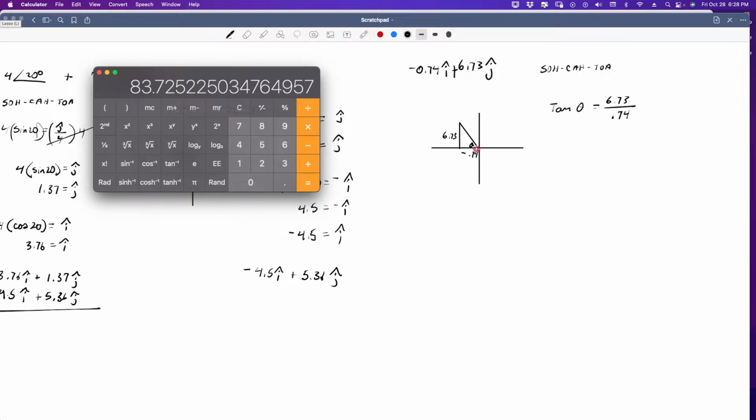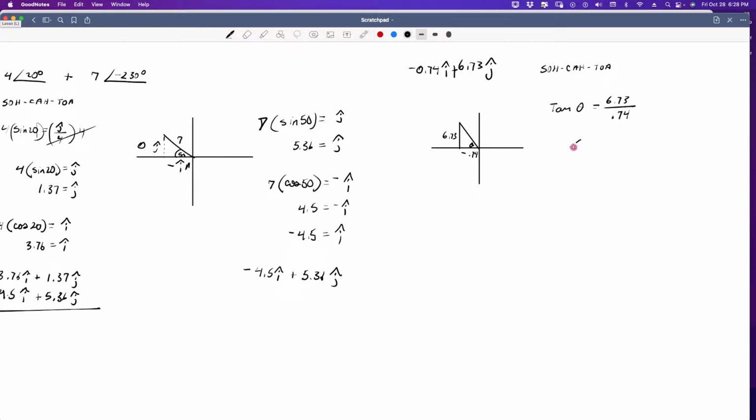That's the degree of measure of this right here. Okay, so that would mean that theta is 83.73 degrees. So we did the tan of theta. That was the tan of theta, so that's tan times theta. To undo that, we hit the inverse tan, and that gave us our degree of measure. All right, so that would be this degree in here.